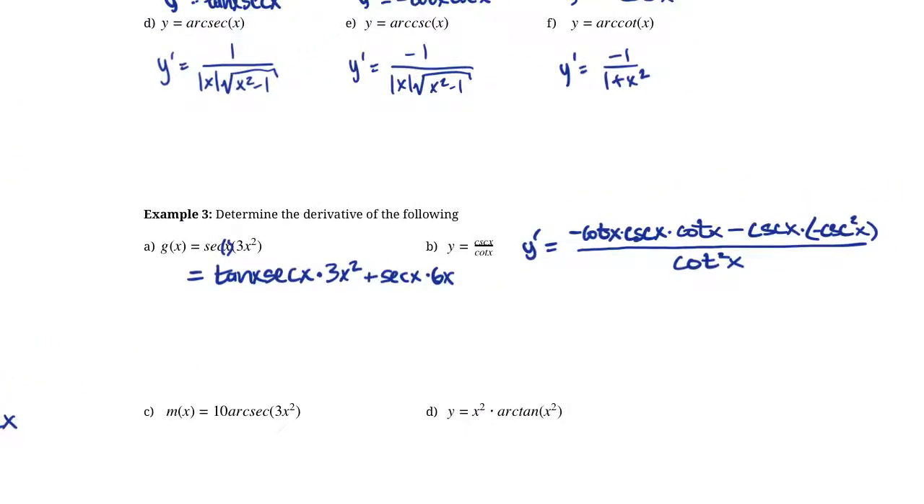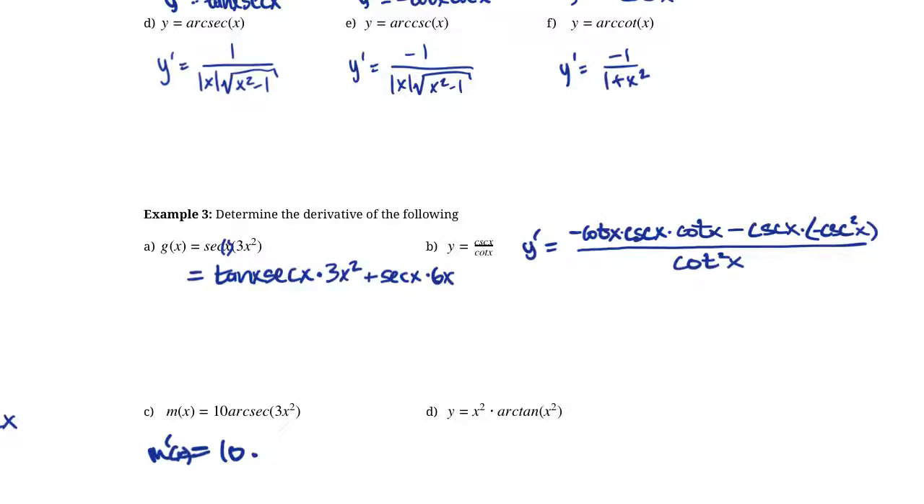M of x, so example 3, part C, just asks us for the derivative of 10 arc secant of 3x squared. So we know, if we're going to do m prime of x, we're going to pull that 10 out of the derivative and then take the derivative of what's left. Notice how we have a function, 3x squared, inside arc secant. We know the derivative of arc secant is up here, right? So we have to use chain rule.